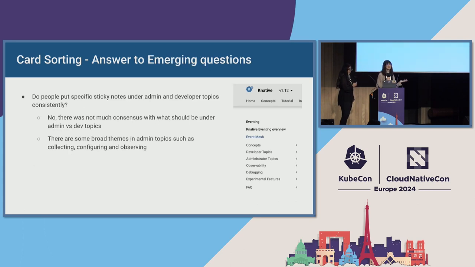Then we had some emerging questions. We had other emerging questions besides this one, but maybe this one was the most important. Were there specific pieces of information that people categorized under administrator or developer topics? And the answer was there was no significant overlap between the different boards and how people categorize them, but there were somewhat consistent broad themes. So under administrator topics, you could find things like collecting, observing, configuring. Meanwhile, under developer topics, you could find things like troubleshooting.